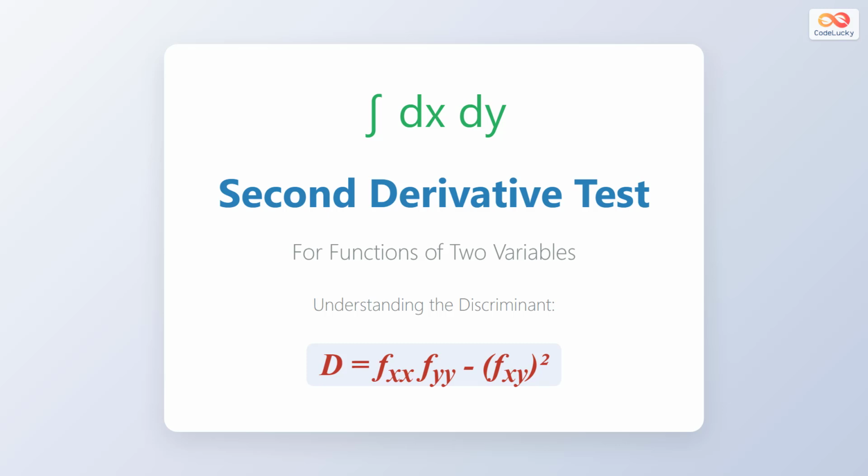Welcome to this lesson on multivariable calculus. Today, we are going to learn about the second derivative test for functions of two variables. Specifically, we will understand how to use the discriminant formula to classify critical points as local minimums, local maximums, or saddle points.